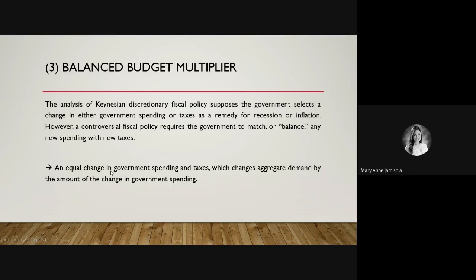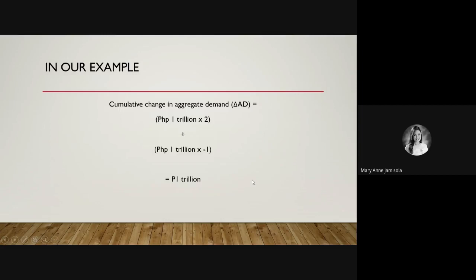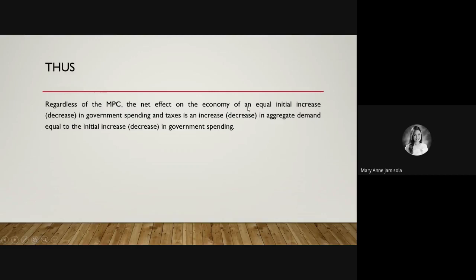An equal change in government spending and taxes may change the aggregate demand by only the amount of change in government spending, okay? Thus, regardless of the MPC, the net effect on the economy of an equal initial increase or decrease in government spending and taxes is an increase or decrease in aggregate demand equal to the initial increase or decrease in government spending.